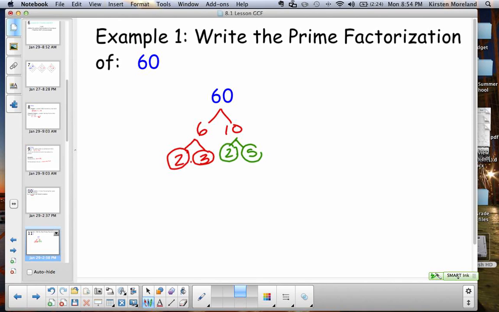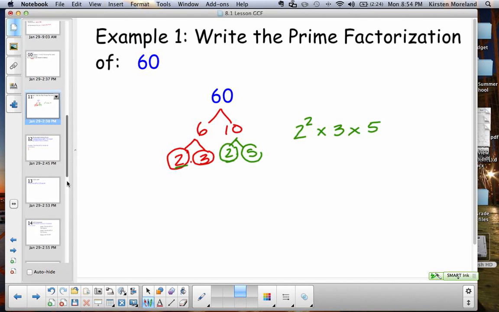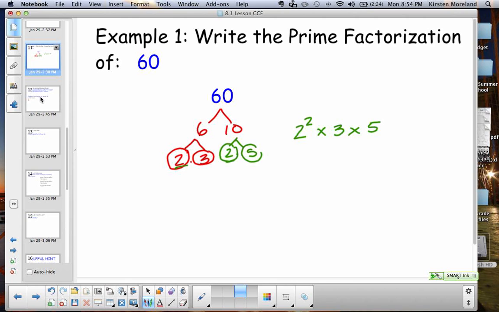So if I'm going to write the prime factorization, I'm going to write 2 to the second, because there's 2 2's, times 3 times 5. That's the prime factorization of 60. If I multiply those together, I will get a product of 60.